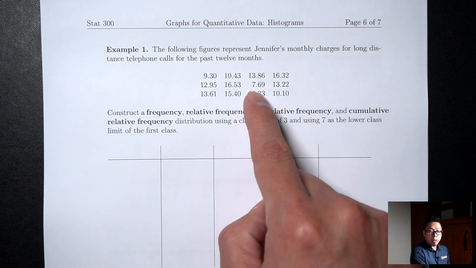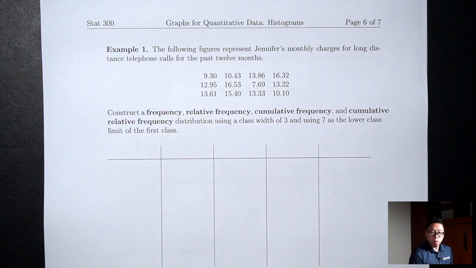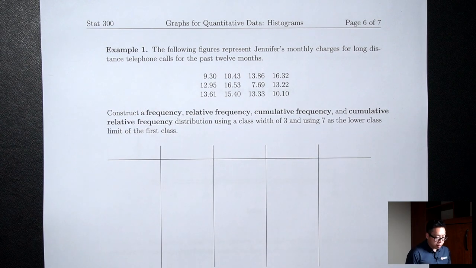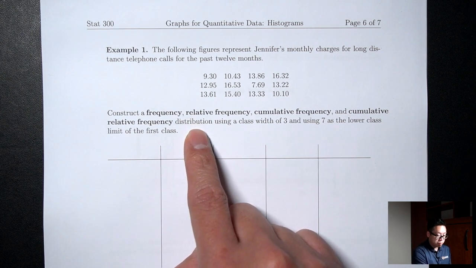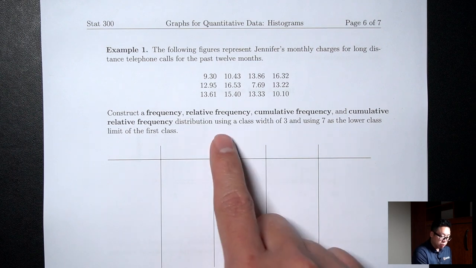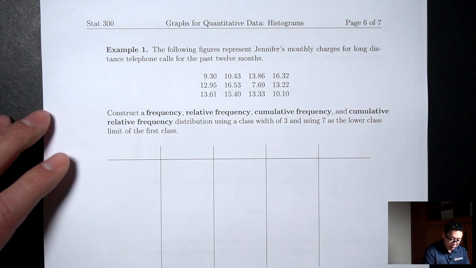Example one. Here we have some data. This data represents the monthly charges for long distance phone calls. Construct a frequency, relative frequency, cumulative frequency, and cumulative relative frequency distribution. Distribution just means make a table that has all these things. Using class width of 3 and using 7 as the lower class limit of the first class.